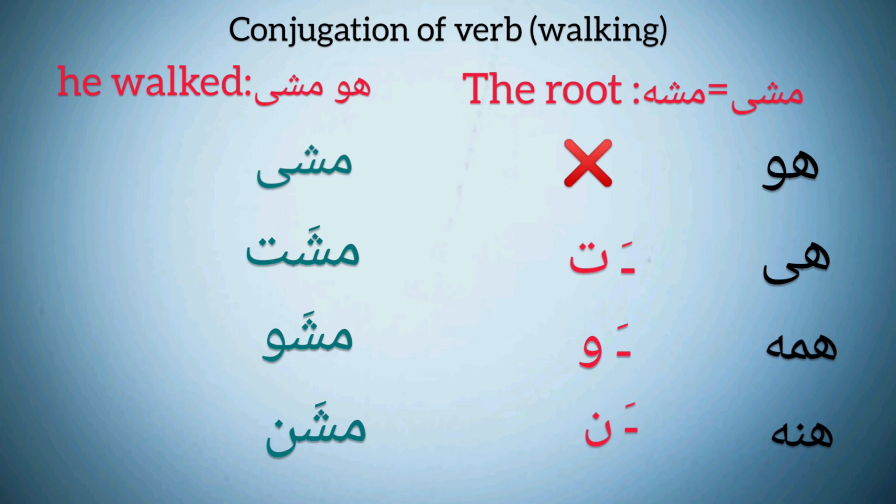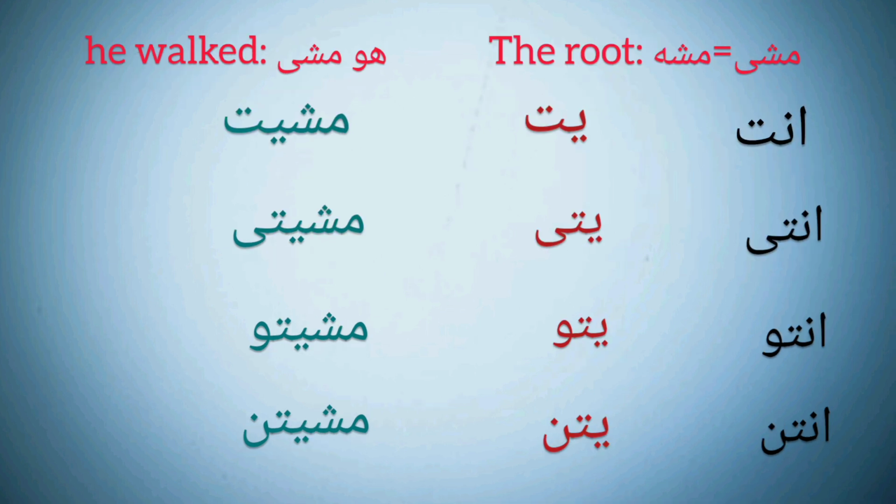Hiya mishit, she walked. Humma mishu, they walked. It's plural and masculine. But for feminine plural, we say hinna mishin, they walked. It's plural and for female. In ghaib, we deleted the alif.